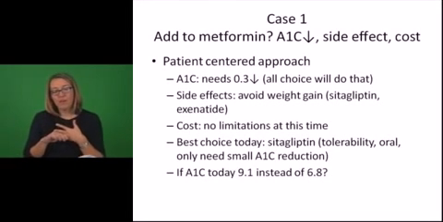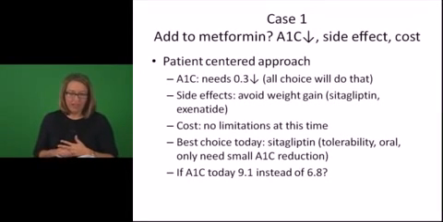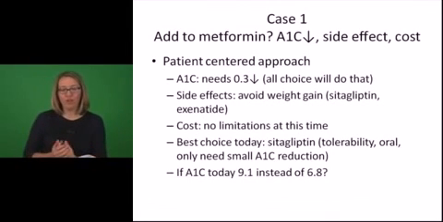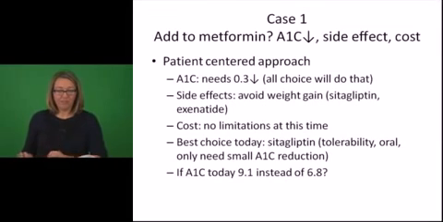But what if his A1C today had gone up to 9.1 instead of 6.8? I don't think sitagliptin would be the best choice in that case because the DPP-4s are tolerable, they're oral, but they do not have a very robust lowering of A1C. So using sitagliptin would not get a patient with an A1C of 9.1 down to 6.5 unless he had a significant lifestyle or weight loss reduction. In that case, you might want to try the exenatide.